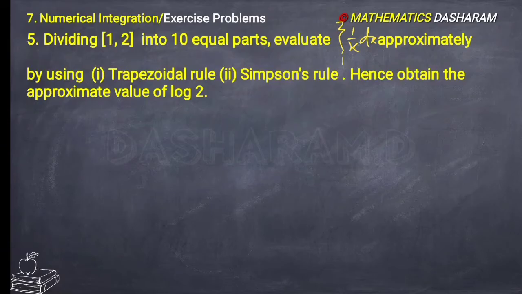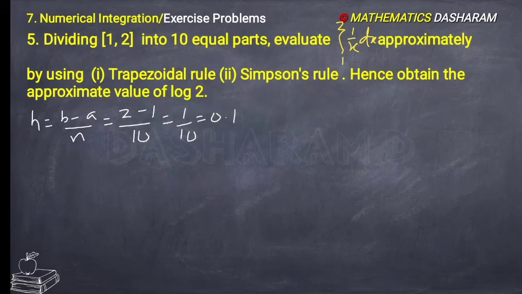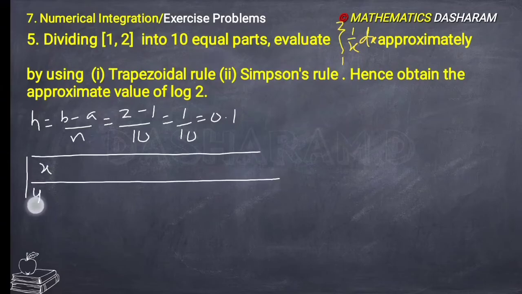Fifth question, dividing interval 1 to 2 into 10 equal parts. Evaluate integration 1 to 2 1 by x dx approximately by using trapezoidal rule. Next is Simpson rule. After that, hence obtain the approximate value of log 2. So first h equals b minus a divided by n. Here b value 2 minus 1 divided by n value 10. So it equals 1 by 10, so it is 0.1. Next draw a table. Here x. Next here y means the given function, that is 1 by x.